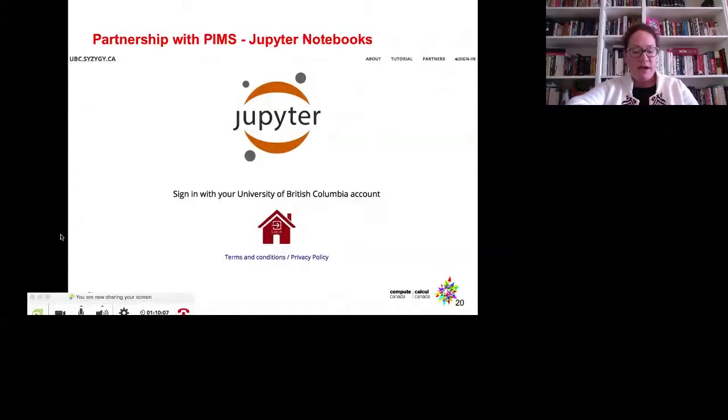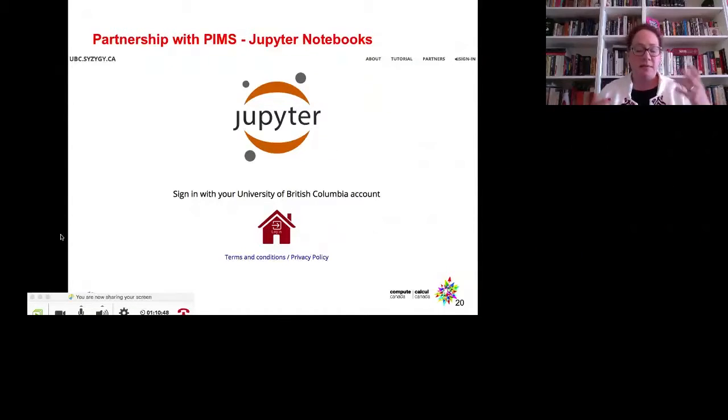I also mentioned earlier Jupyter Notebook. This is a partnership with the Pacific Institute for the Mathematical Sciences and Compute Canada to support the development of Jupyter Hubs for Canadian researchers. Jupyter allows you to do sophisticated programming through a nice web interface. If just opening up a black box and typing things into it puts you off a little bit, because it can be a little intimidating for people who are not used to doing that, Jupyter Notebooks is a really nice web interface. It lowers the barrier to scientific programming and data analysis, and it's very popular among researchers.